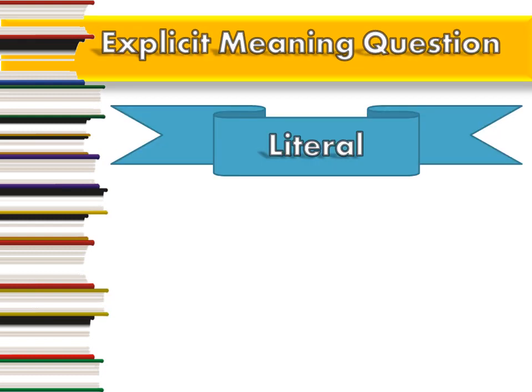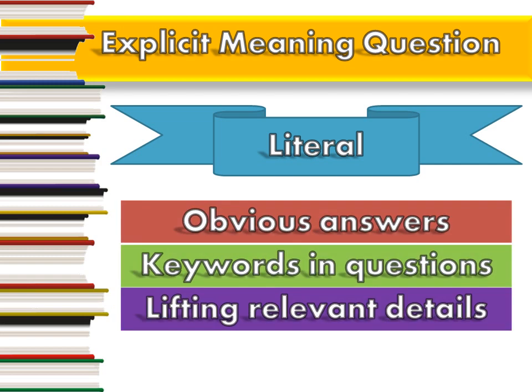Among the four types of explicit meaning questions, the first one is literal. It is the easiest one to answer. The answer of such question is quite obviously mentioned in the passage. Furthermore, the keywords in the question direct you towards the answer. You may lift the relevant detail to answer them.